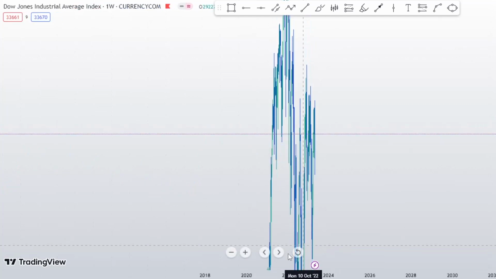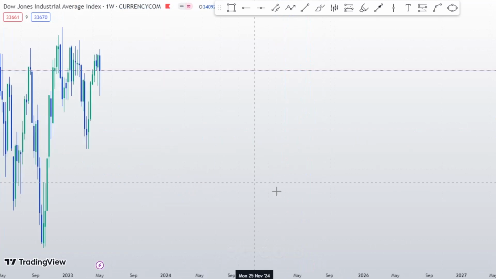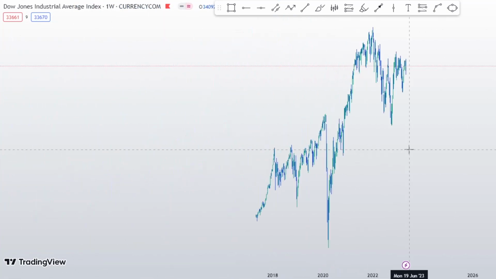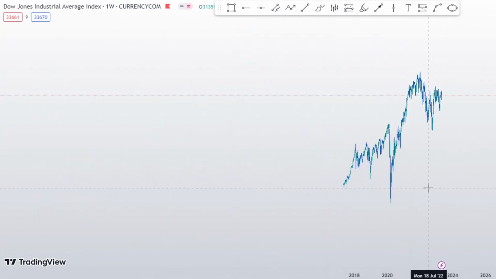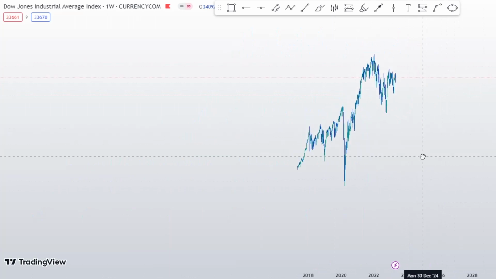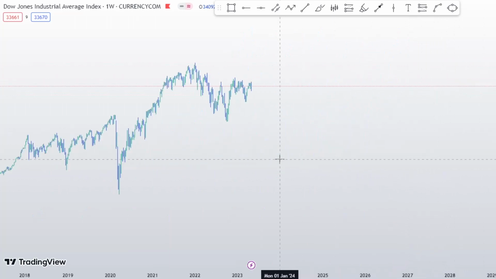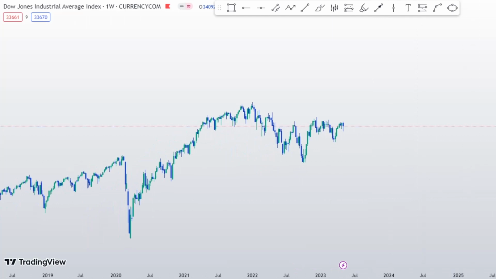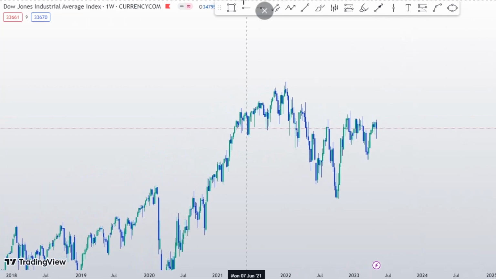Okay, now moving to US30, Dow Jones. Now moving to Dow Jones Industrial. Now, what's happening on US30? What I see here on weekly, I start on a higher time frames all the time.